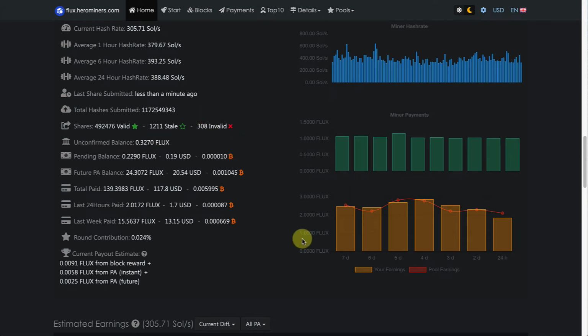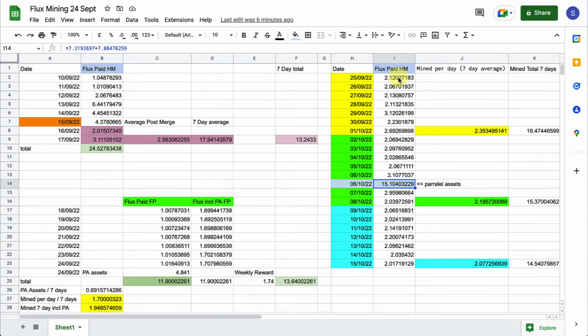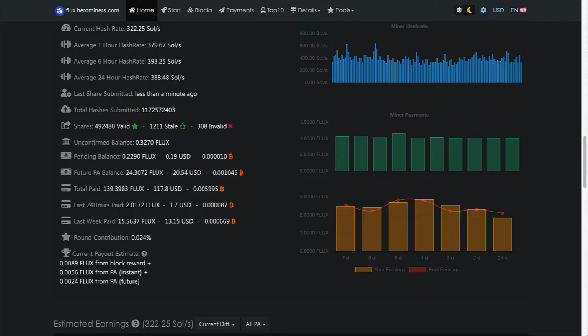If you look at my HeroMiners graph here, it's saying that we're getting about 2.4 average mined, 2.6, 2.8 mined per day. There is a slight discrepancy because this is what I actually received in my wallet. So I'm calculating the actual proceeds from the mining, and on my HeroMiners pool, it's telling me how much actual Flux I have mined per day. So here you can see 2.4, 2.4, 2.6, 2.8, 2.5, 2.3. So on average, we're making about 2.4 to 2.5 Flux per day.